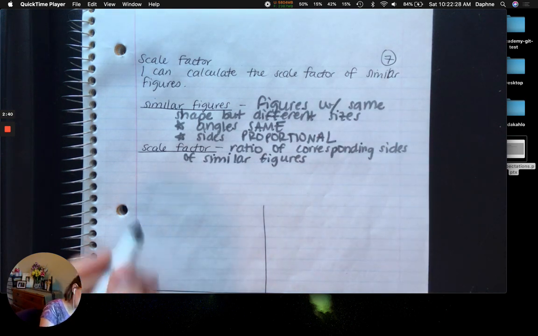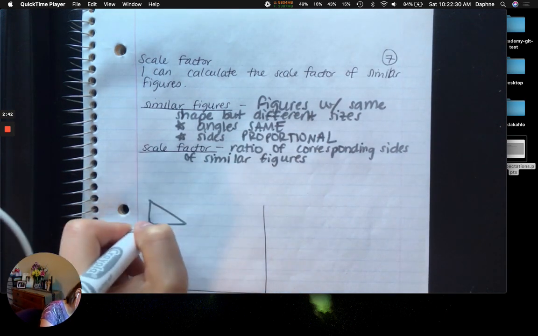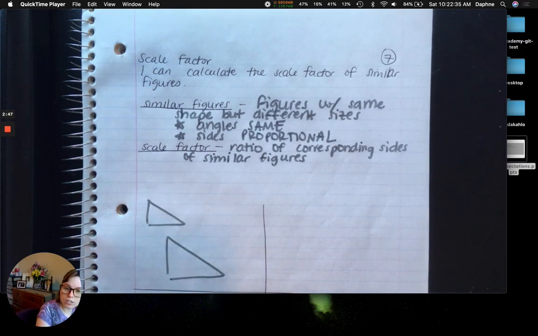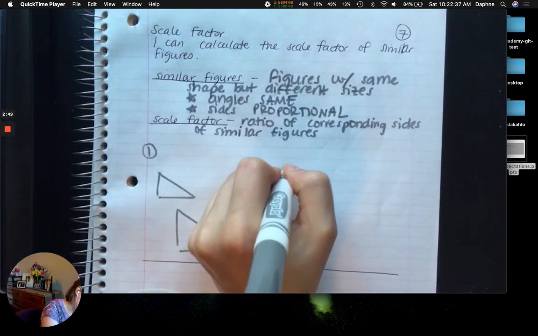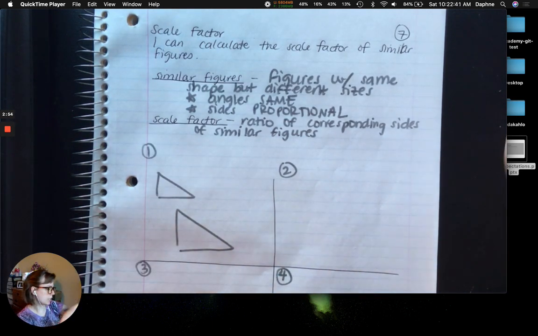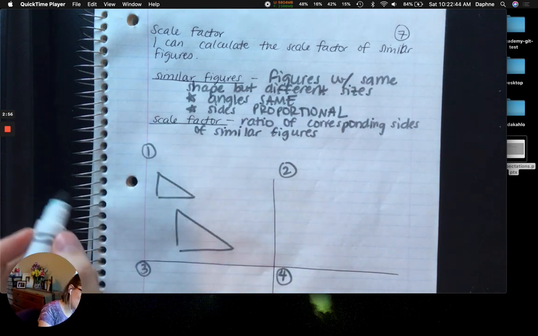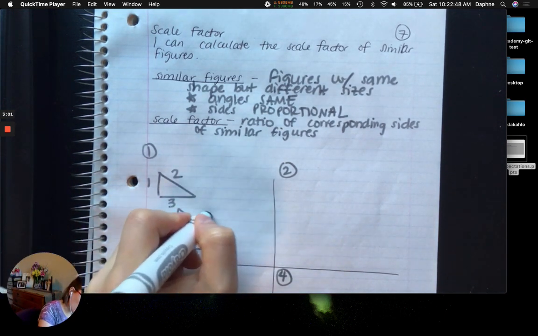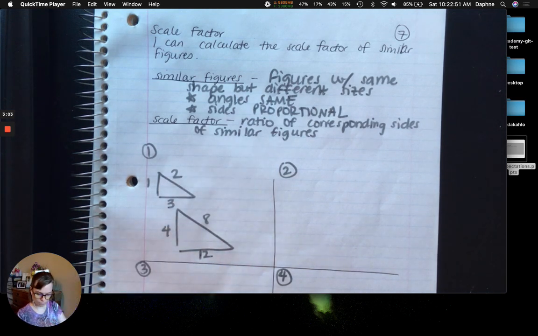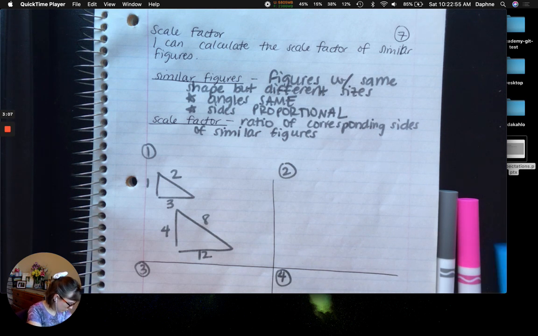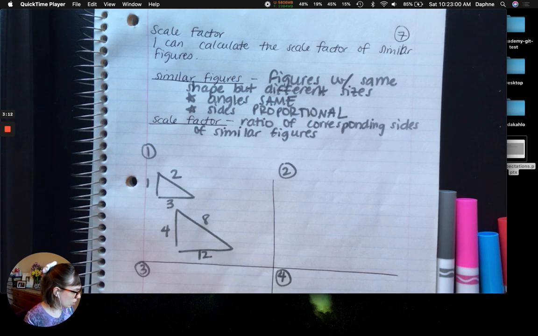So in our first example, I'm going to draw 2 triangles, a small one and a big one. And we're going to label the sides. This is example 1. So in example 1, we're going to label the sides 1, 2, and 3, and 4, 8, and 12. I'm going to get 3 colors out.